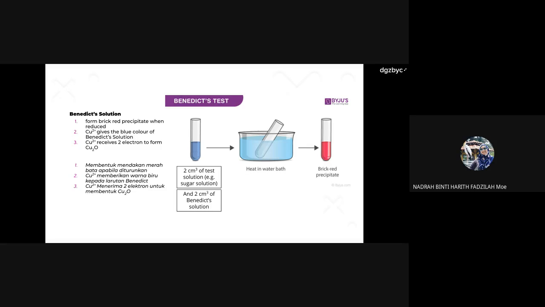So itu yang kita katakan reducing sugar. It causes Cu2 plus to become Cu atom. Dia sudah hilang nilai charge ke atas. Reduce from being ion, positive ion to become an atom.